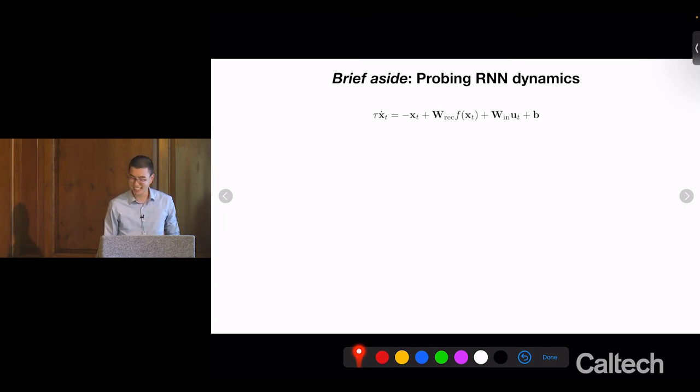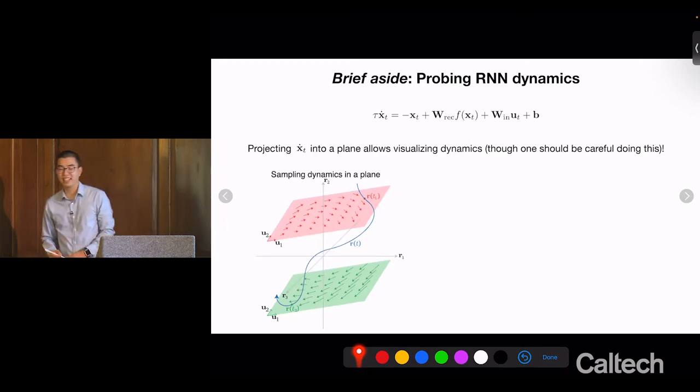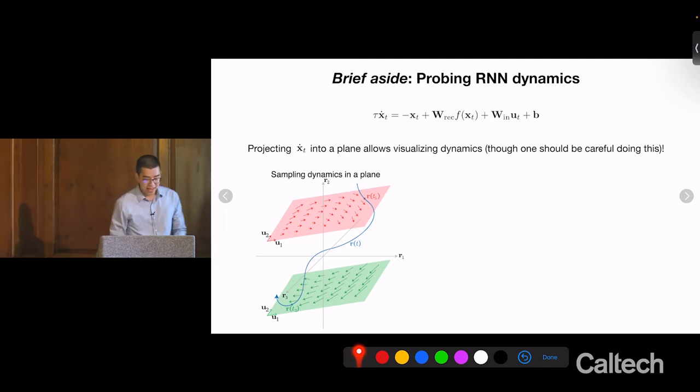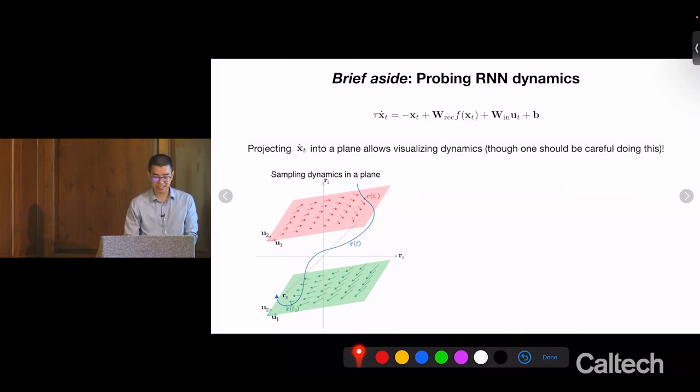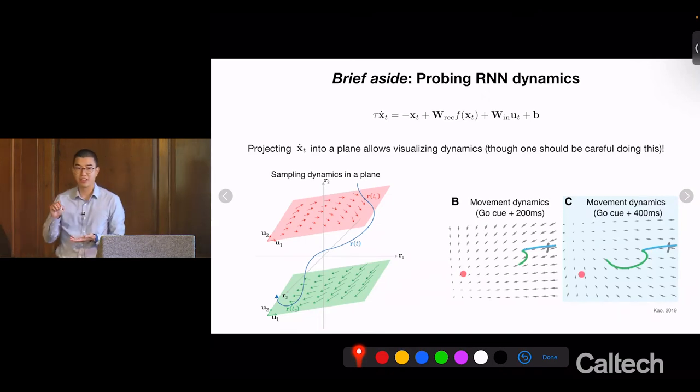Okay, thanks. Because x dot is the velocity vector that tells you for a given x of t which direction I'm going to go in next, you can actually project x dot of t into a plane and even visualize the dynamics. Though one should be really careful in doing this, because depending on where the plane is, the dynamics could look wildly different. But that said, you could take a recurrent neural network and actually extract out the flow fields that govern the trajectory.